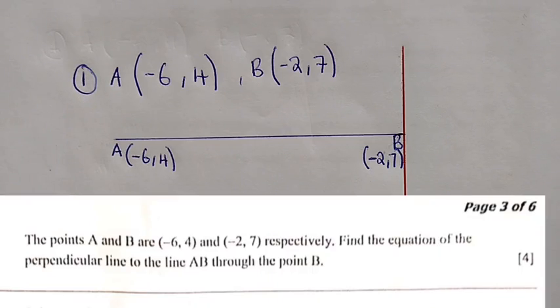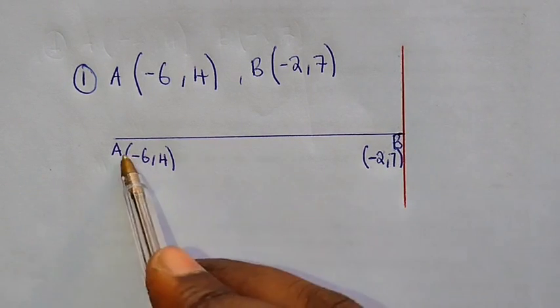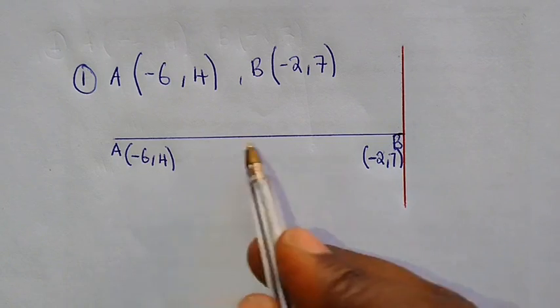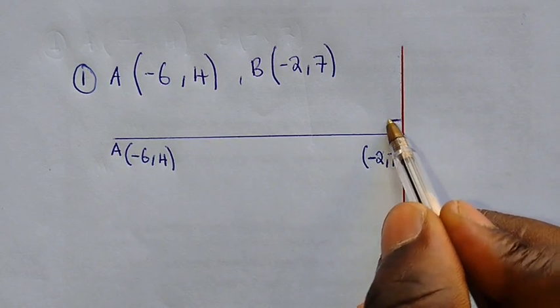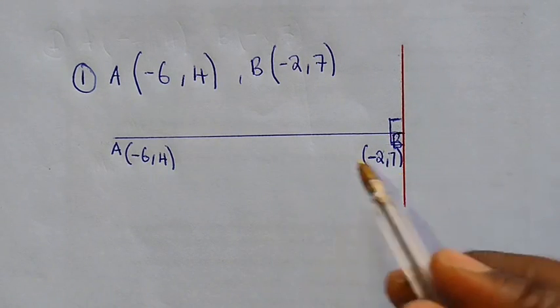Question 1 reads, the points A and B, these are given points that we have. Find the equation of the perpendicular line to the line AB at the point B. So if we have a straight line like this, line AB from A to B, then at this point B, we are going to have another line that will be perpendicular to line AB. One of the properties of a perpendicular line is that it forms a 90 degree angle right here. So this line is perpendicular to this line.